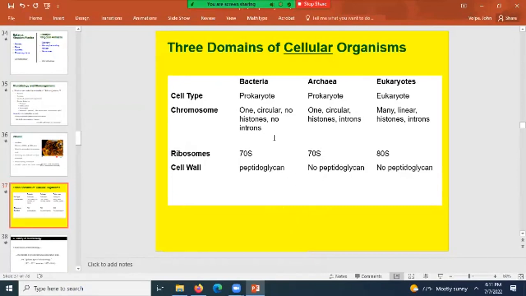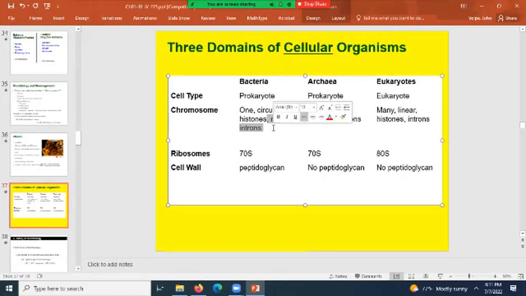There are no histones on the chromosome. It's true there are proteins on the chromosome, but there's no histone proteins on the chromosome of the domain bacteria. There are also no introns, and we'll talk about introns much later in the term. An intron is a region of the gene which specifically codes for the protein or the gene product.